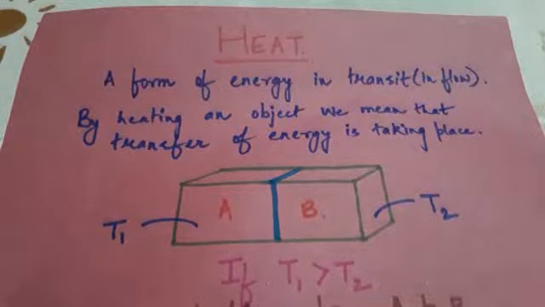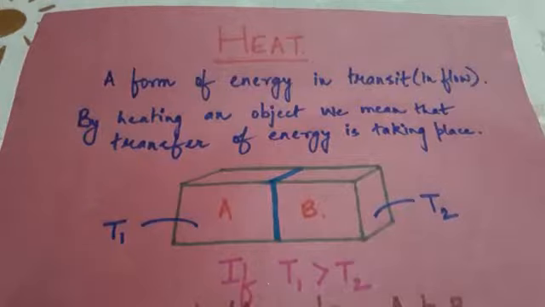There's a misconception behind this word called heat. We can't say statements like the object has heat or the object possesses heat. These statements are wrong. We can say the object has internal energy, but the object cannot store heat. It can have internal energy.